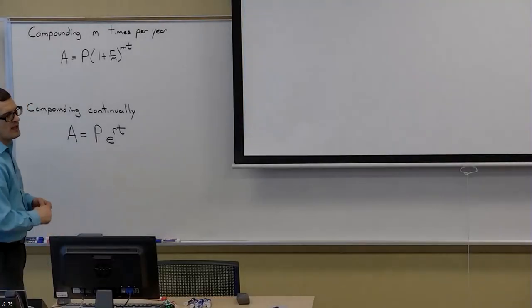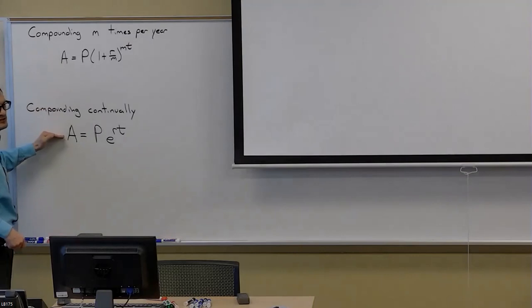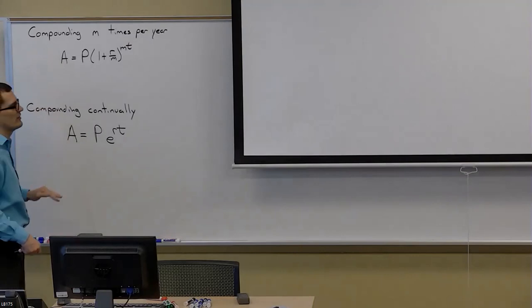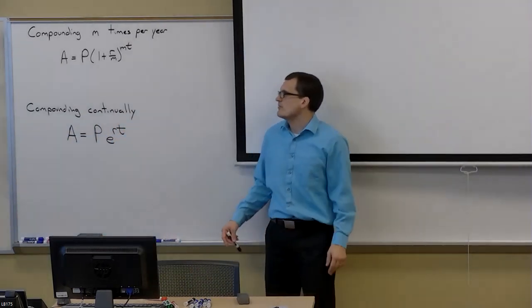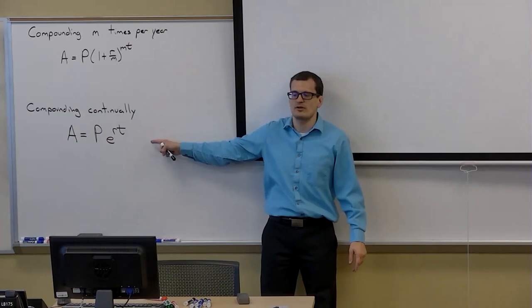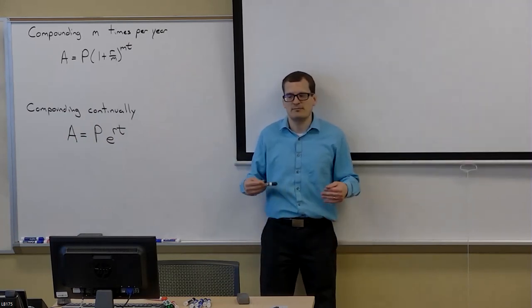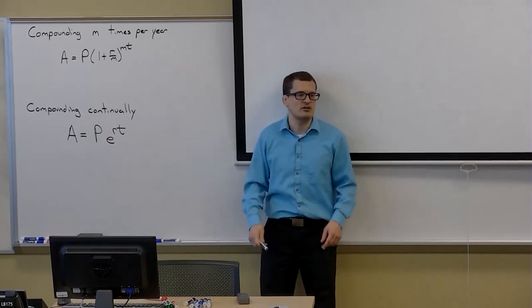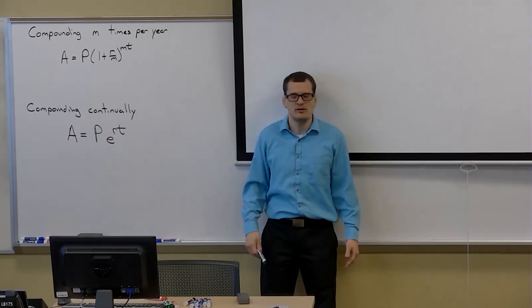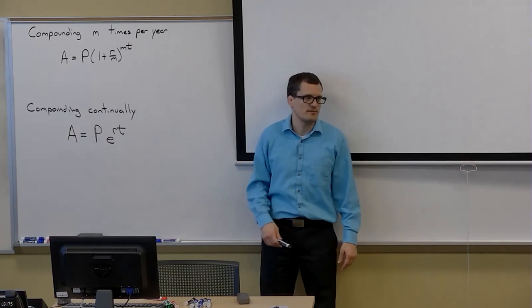So these are the two primary equations that we're going to use. There are other exponential equations that we could use, but these are the two primary ones that we're going to rely on. Either compounding m times per year, which is the same equation that we had earlier with the lump sum and the banking stuff, or compounding continually.